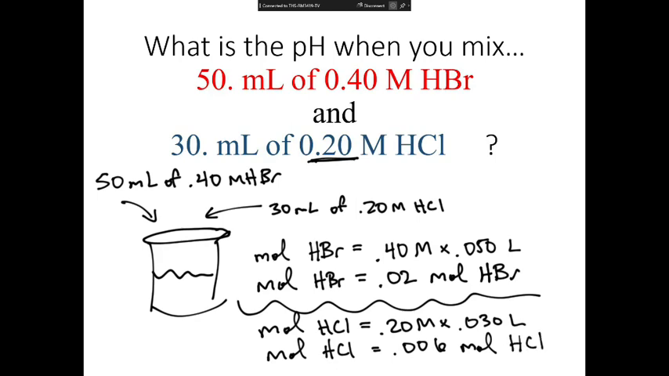Both of these are strong acids, so if I've got that many moles of each acid, I've got that many moles of H plus when I put those numbers together. So I'm going to total up my acid moles of 0.02 and 0.006. I'll do this on the board now. I'm going to add those together for my total number of moles of H plus. I don't care about the Br minus, I don't care about the Cl, they're just spectators now. They don't affect the pH or anything. The total moles of H3O plus is 0.026.